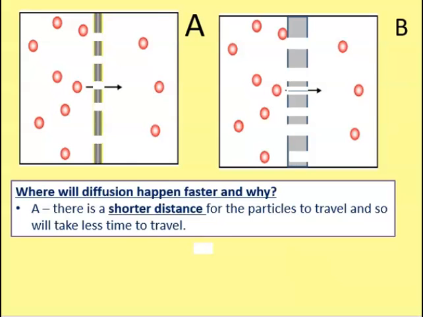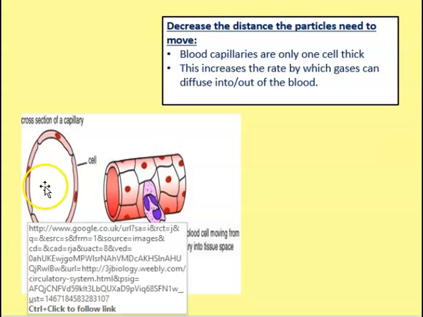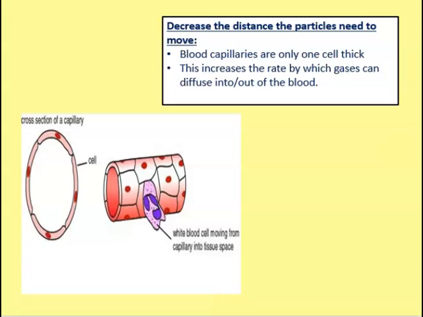Let's look at an example. The example I'm using here is a capillary. A capillary is where, for example, gases move out of the capillaries into the respiring cells, such as oxygen, and carbon dioxide will need to move back in. Now because the capillary has got a wall that is only 1 cell thick, that means that diffusion of gases and other substances will happen much faster.